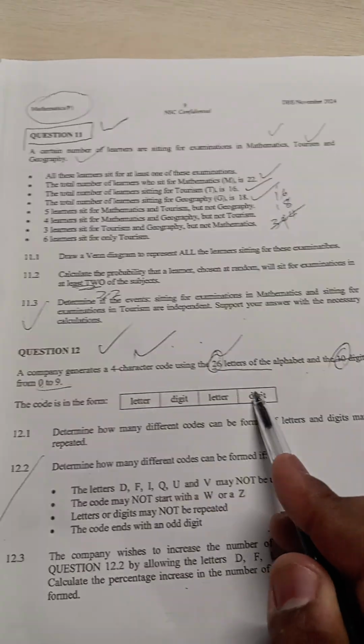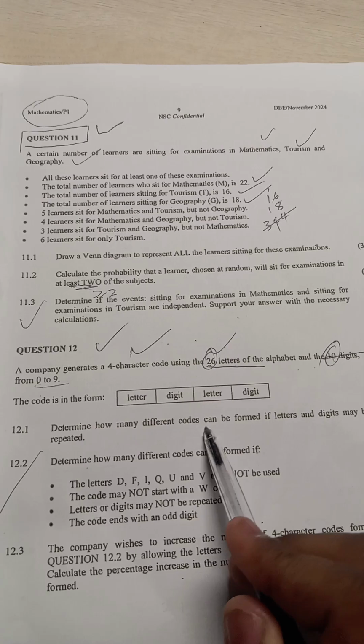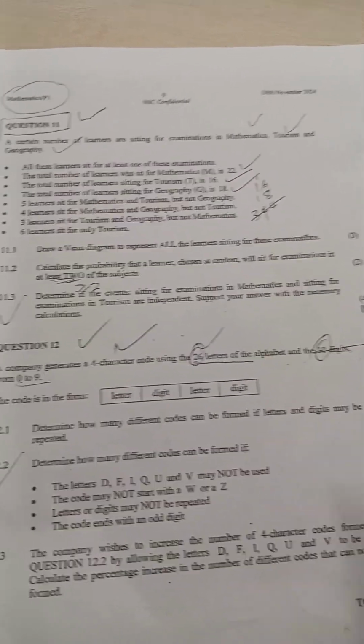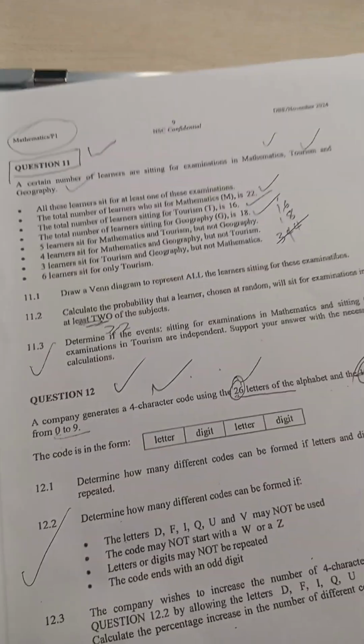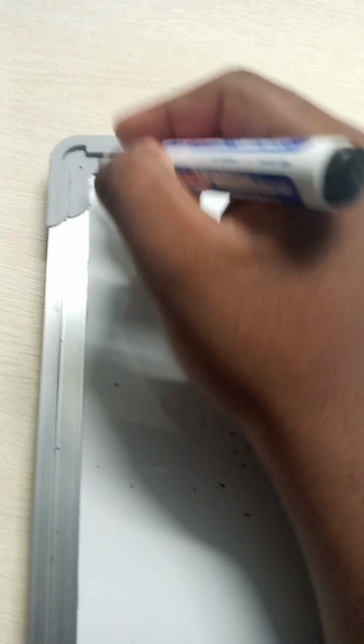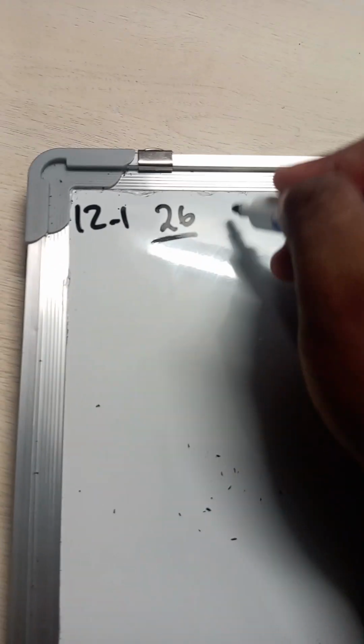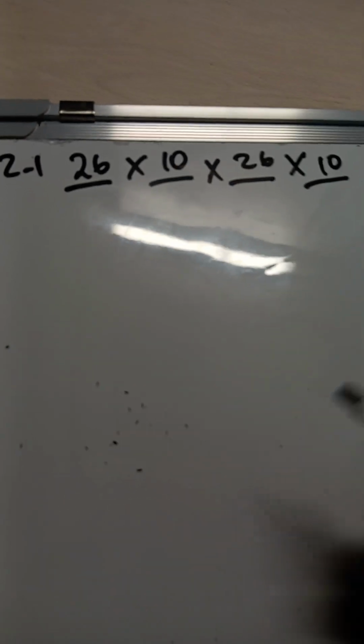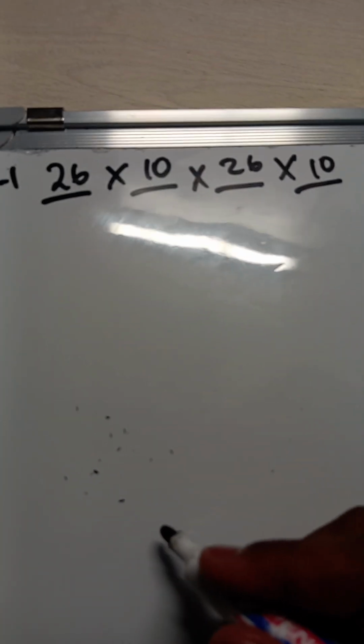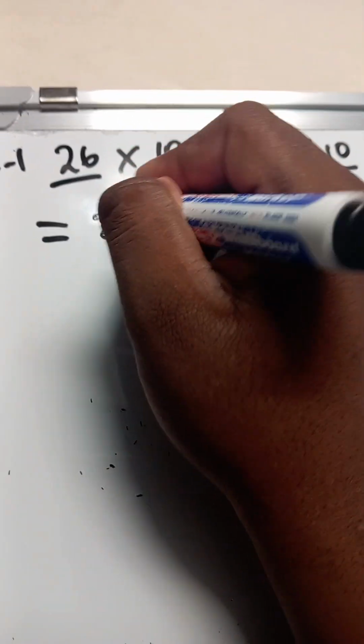Letter, digit, letter, digit. Determine how many different codes can be formed if letters and digits may be repeated. So this is simply easy. Just follow this order that they gave you. Question 2.1: letter, you know that is 26, times digit, which is 10, times letter, 26, times digit, 10. Can you see it? Because they said repetition is allowed. So this is the same as 26 squared times 10 squared.